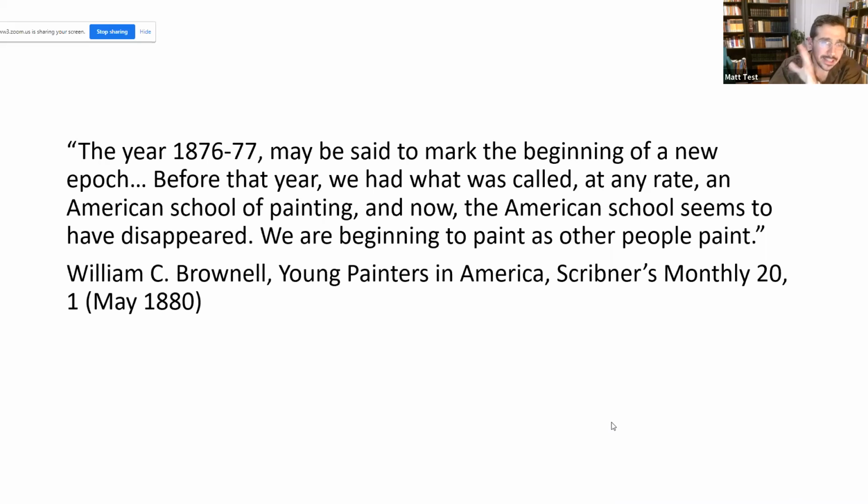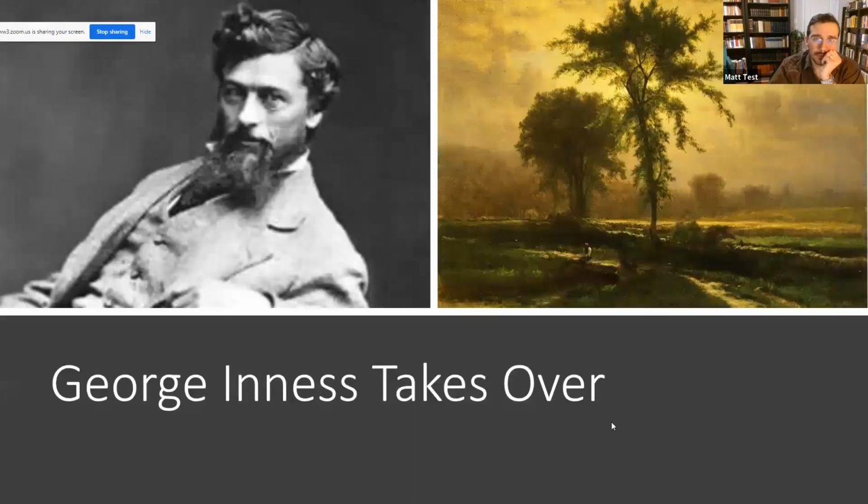And he wrote, "The year 1876 to 77 may be said to mark the beginning of a new epoch. Before that year, we had what was called, at any rate, an American school of painting. And now the American school seems to have disappeared. We are beginning to paint as other people paint." So what is Brownell writing in Young Painters in America? What is he talking about?